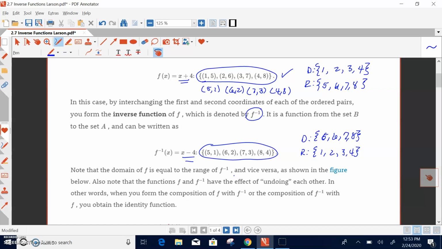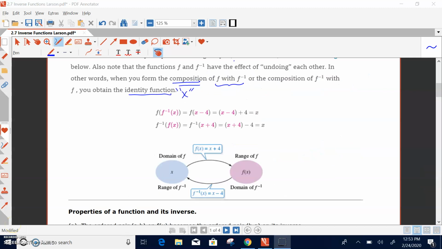Another thing that we can notice is when we do the composition, very important, when we do the composition of f and f inverse, we will always come up with the identity function, which means we come up with just an x. So let's look at that composition. This part right here is basically f circle f inverse, and this one is f inverse circle f. We're just doing the compositions, which means we're placing the inverse inside the original function.